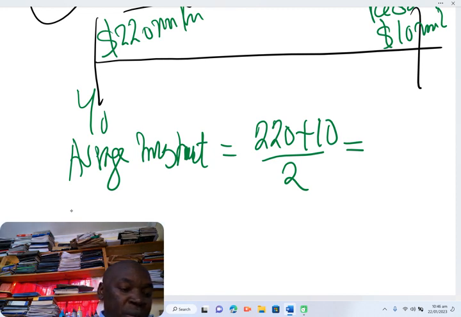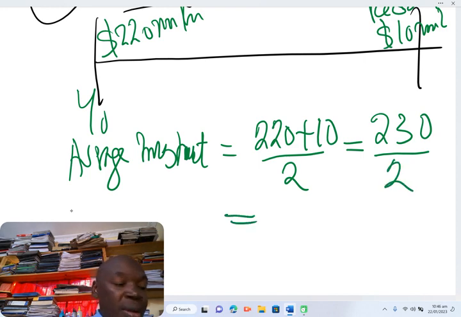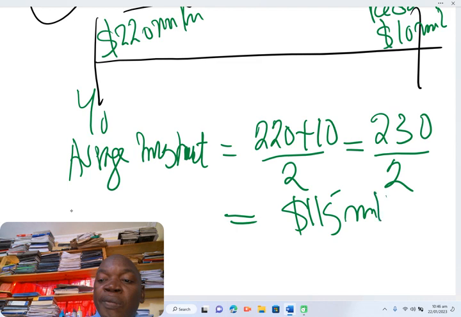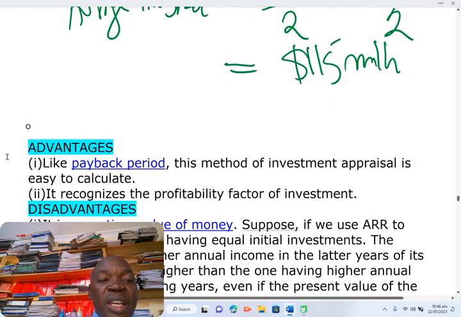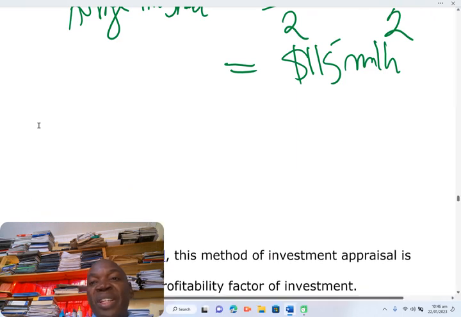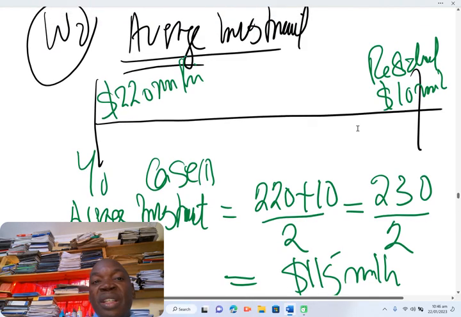So 230 divided by 2 is $115 million, or the other way around, perhaps case 2. Case 1 and case 2 can have different answers because people use different methods. So for project 1, let us use case 1 in both cases.